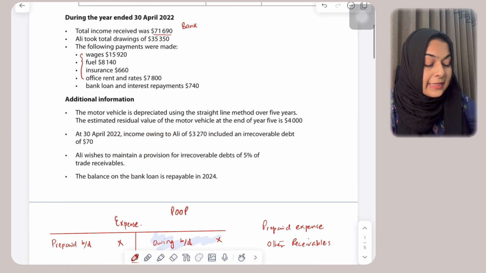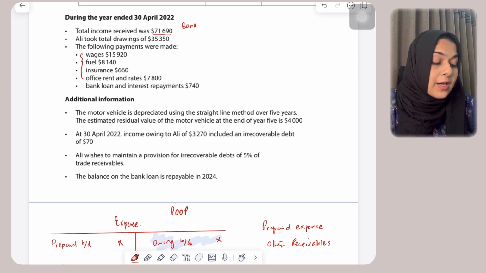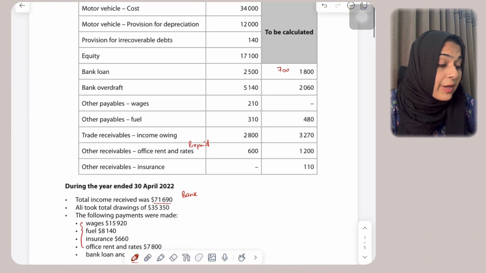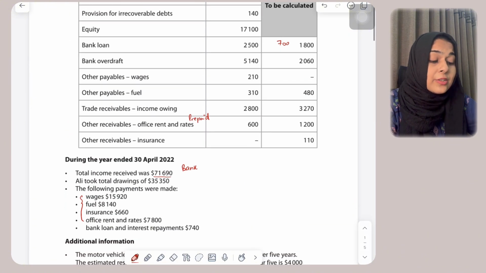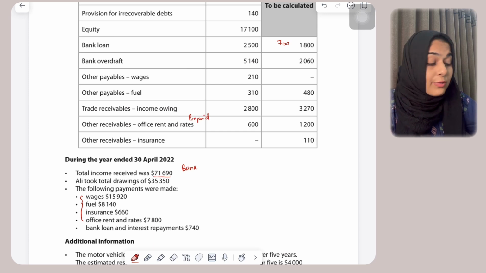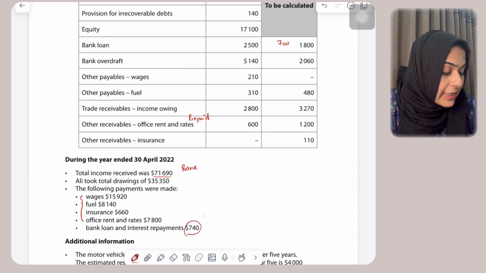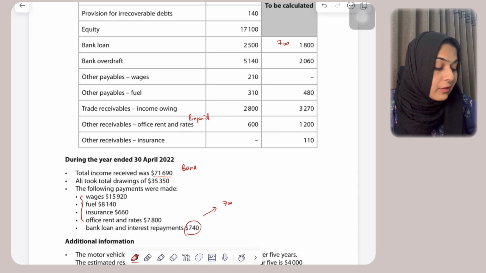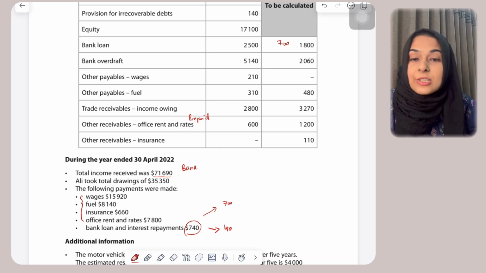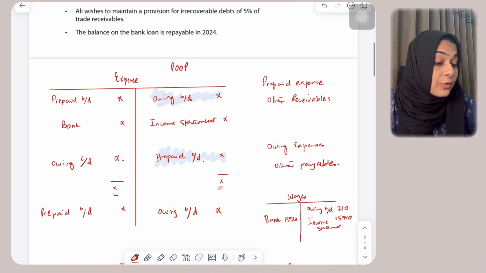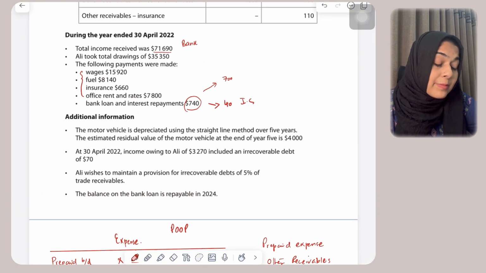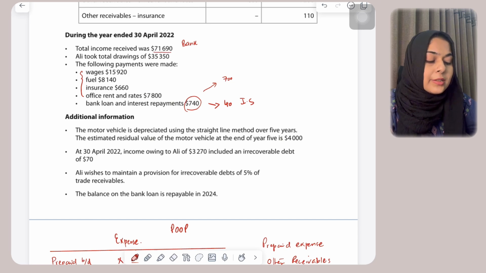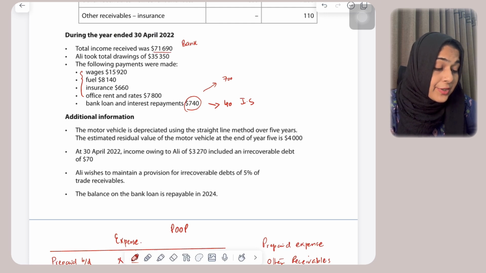Now the next thing they are saying is bank loan and interest repayments is 740. If you guys see, I discussed that earlier that your bank loan is reducing by 700, which means of this 740, 700 is my bank loan and 40 is my interest payment which I am making. So 40 will go in my income statement as my interest expense, which I'm paying for the current year.